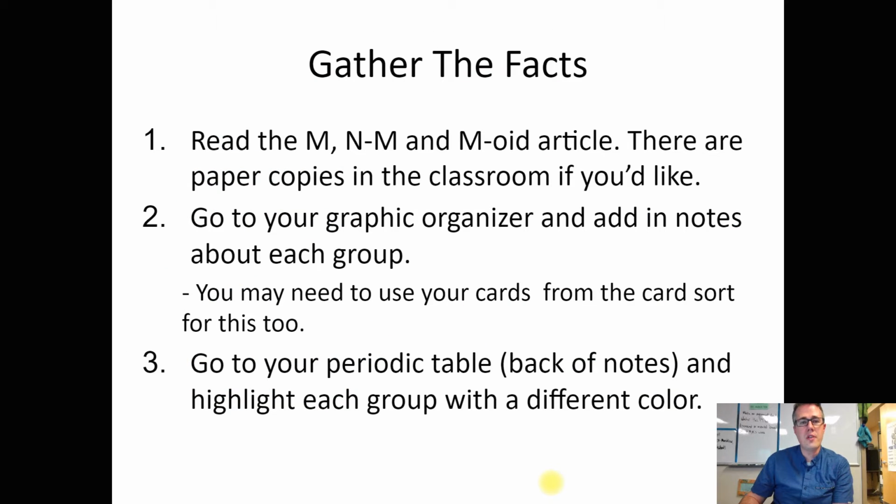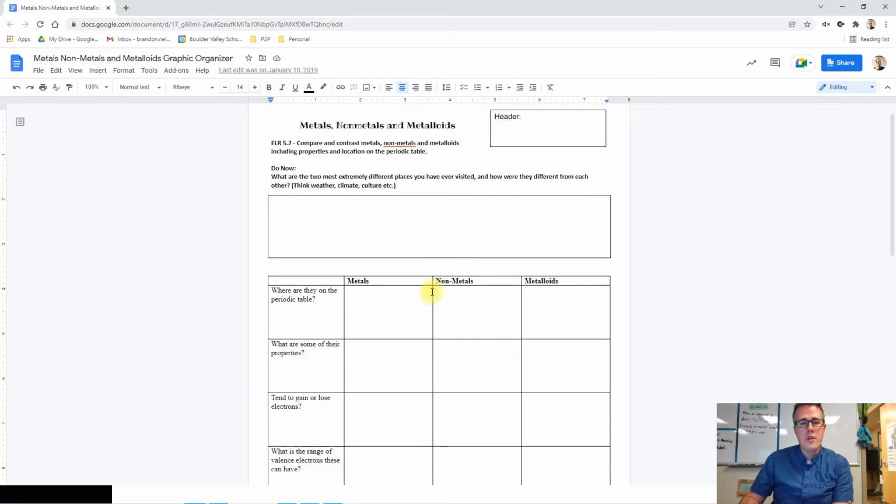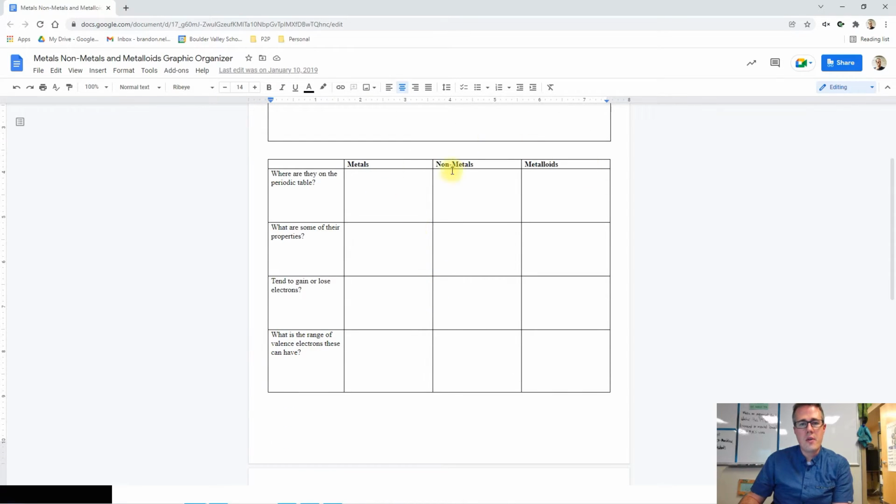The first thing that you need to do for this lesson is actually go and find some of the facts that you need for this topic. In Google Classroom, there is a digital version of the reading that you need, and there are also paper copies in the classroom. Your job is to use the note paper and these readings in order to fill in the table. The notes look like this. Your job is to, for all 3 of these categories, metals, nonmetals, and metalloids, figure out where they are, what some of their properties are, whether or not they like to gain or lose electrons, and finally, how many valence electrons they can possibly have.